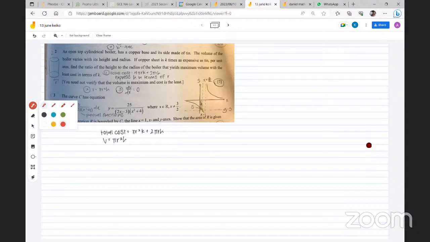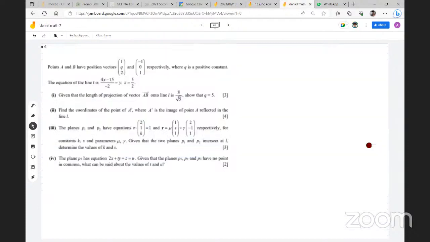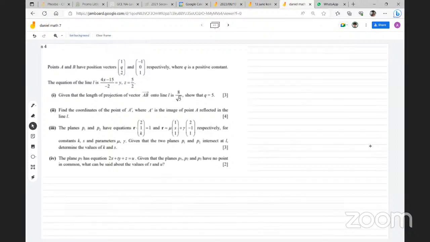What do you mean length of projection? Right. Okay. So, something that we will be glad to use later on. I guess that's why they start like that.